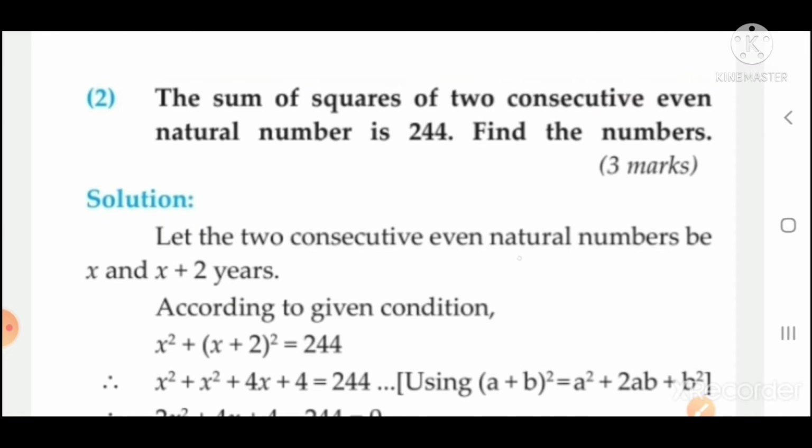So let the two consecutive even natural numbers be x and x plus 2. Now you know what an even natural number is. Even natural number means what? It is 2, 4, 6 in this way, right? So one we will consider as x and the second as x plus 2, right? So 2 will be added in each number. If the first number is 2, the second number will be what? 2 plus 2 becomes 4, then 6, then 8, in this way. We are adding 2 in each case. So one number we will consider as x and the second number as x plus 2.